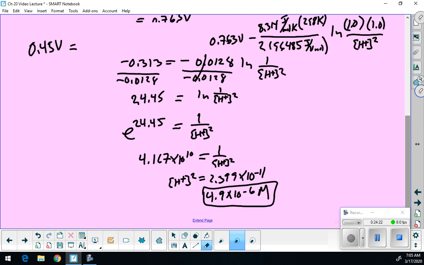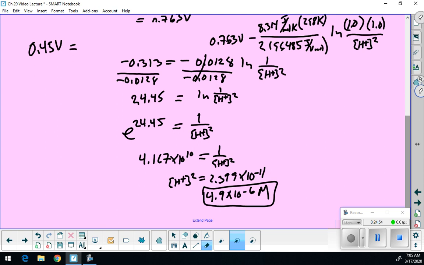0.45, got it. I'm going to subtract 0.763. That gives me a number. I'm going to multiply that by a negative 1, times 2 times 96485 divided by 8.314 divided by 298. Good. That gives me 24.3. I got 24.37 this time. Could be rounding error there.